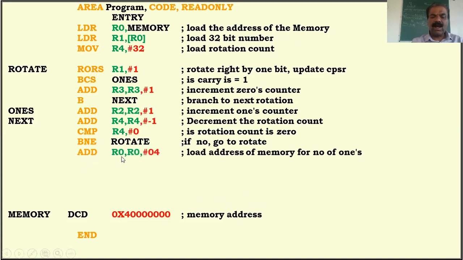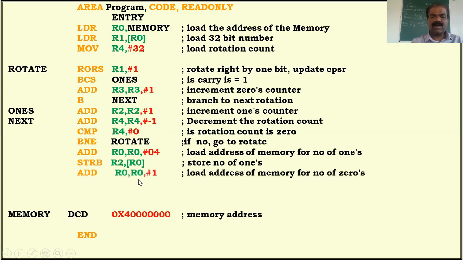Then add R0 with 4, means update the pointer. The starting address of the input is 40000. Then I have to store the result starting from 40004. Therefore, update the pointer by 4. Now store the content of R2. R2 contains number of ones, to where in memory? That address is given by R0.